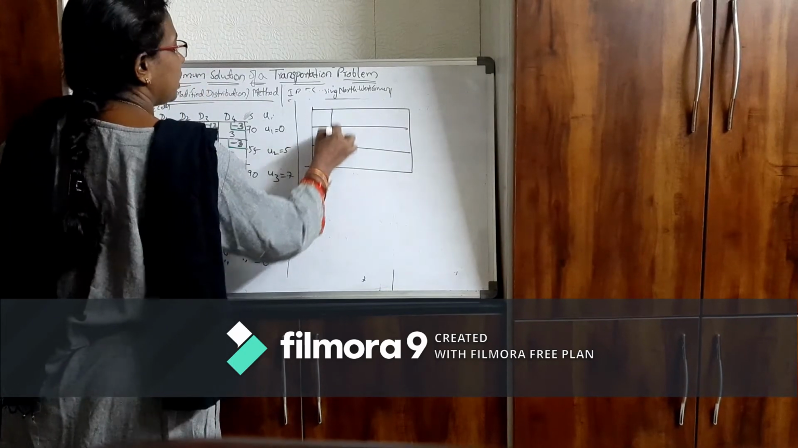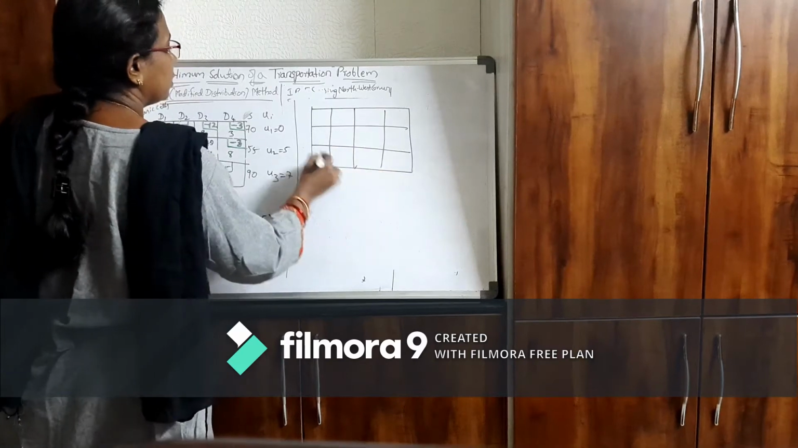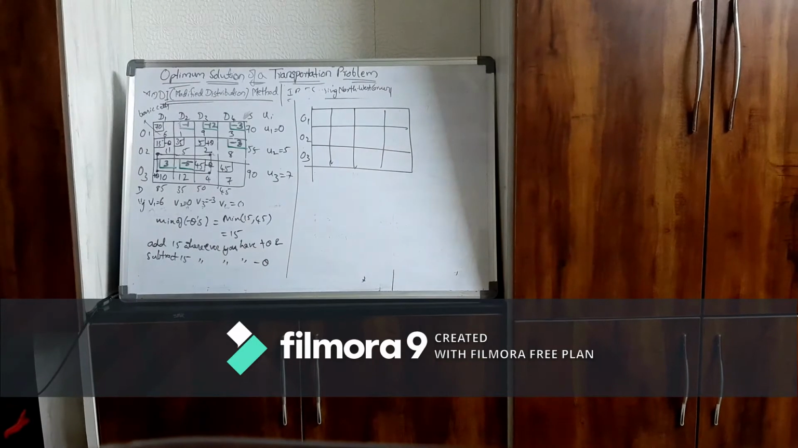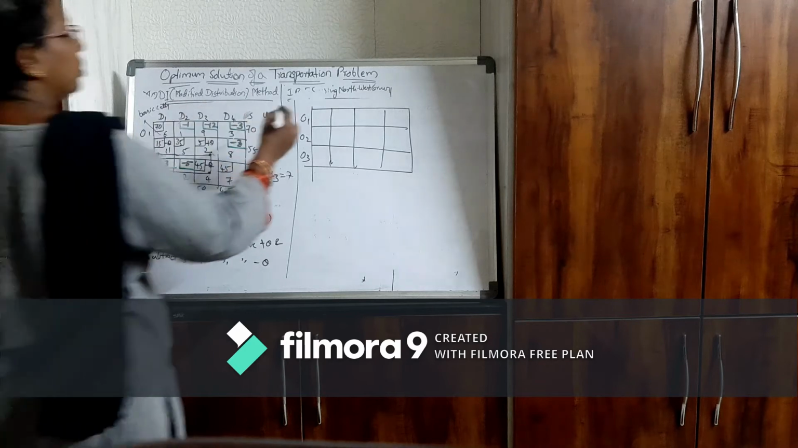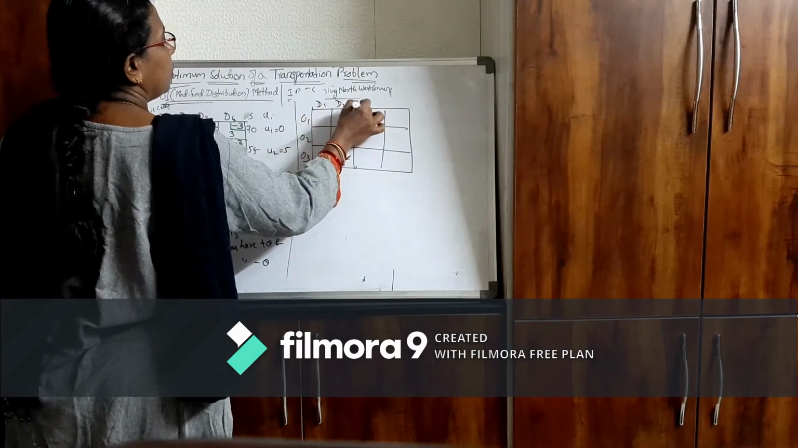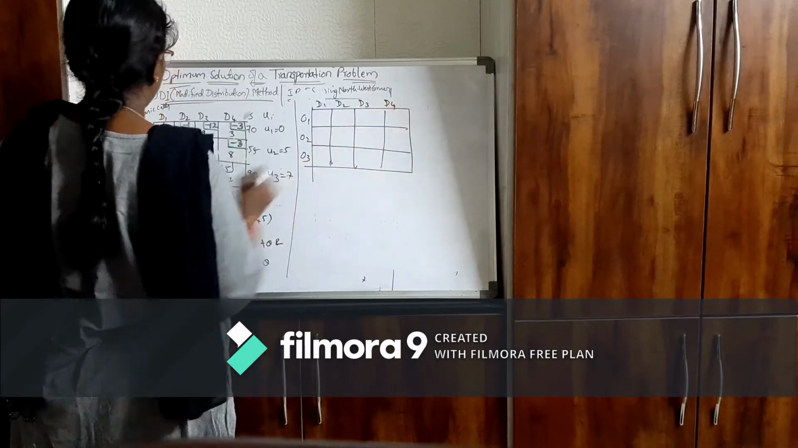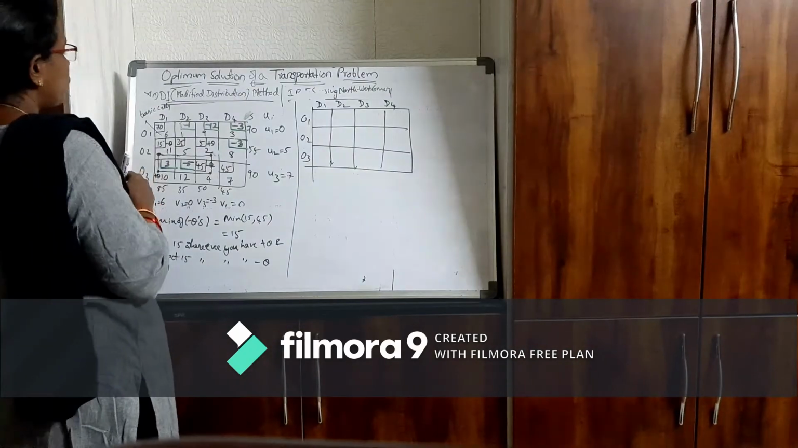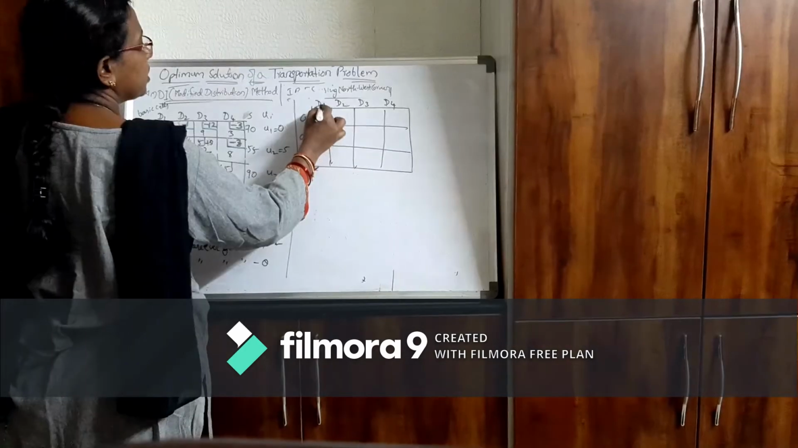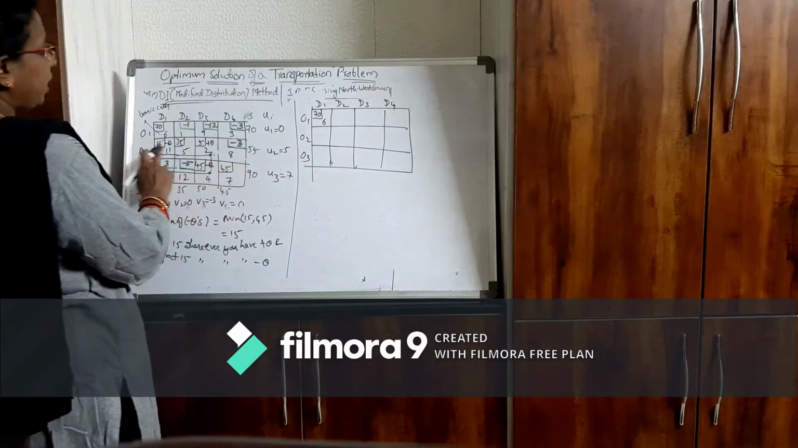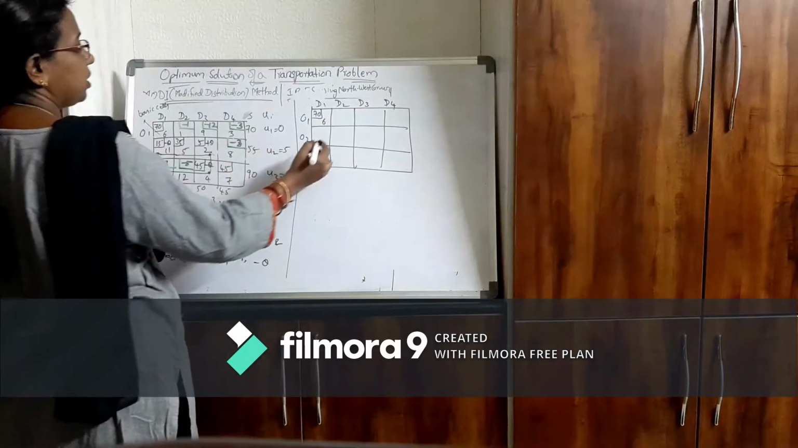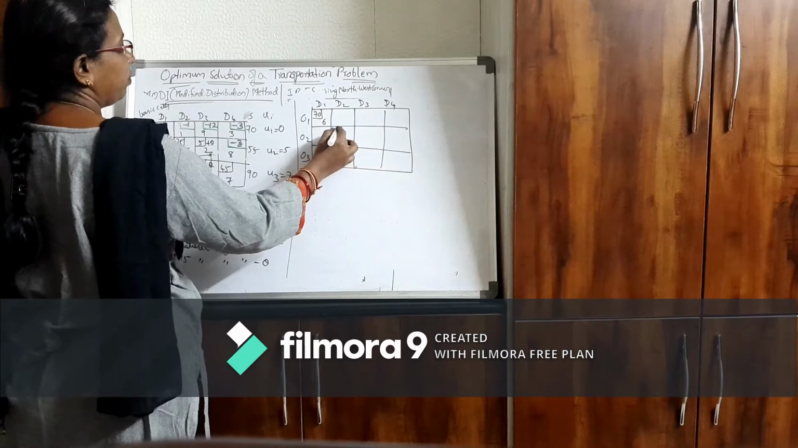So I have 3 rows and 4 columns, O1, O2, O3. Again you have D1, D2, D3 and D4. Now write only the basic cells. So in the first row you have only one basic cell, 6, 17. In the second row, here you don't have any closed loop, so I will write this as it is, as 5 and 35.